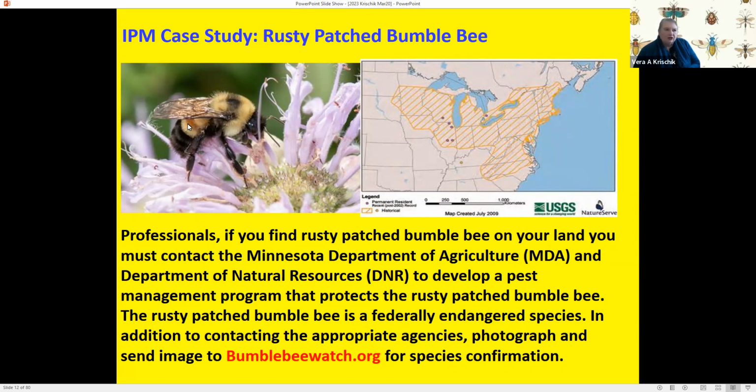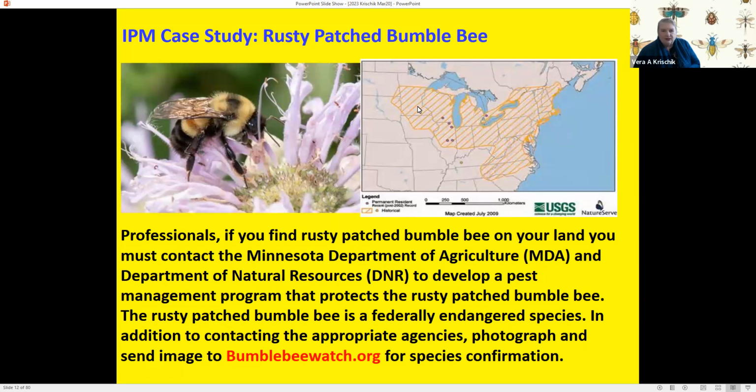The worker rusty patch, which is our endangered species, it's on the endangered species list, has this little rusty patch line. The males and the queens don't. So if you have a rusty patch bumblebee, and this map shows you its distribution, it used to be one of the most common bees 20 years ago. It's almost gone now. Very few populations are found in good numbers.